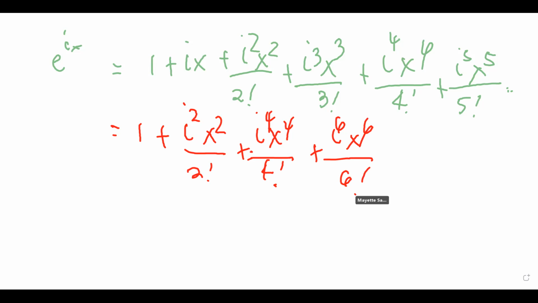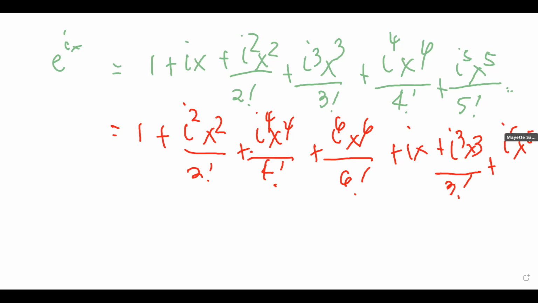We are separating this one because this will give us i, right? And this will be plus ix plus i cubed x cubed over 3 factorial plus i to the 5th x to the 5th over 5 factorial and so on.